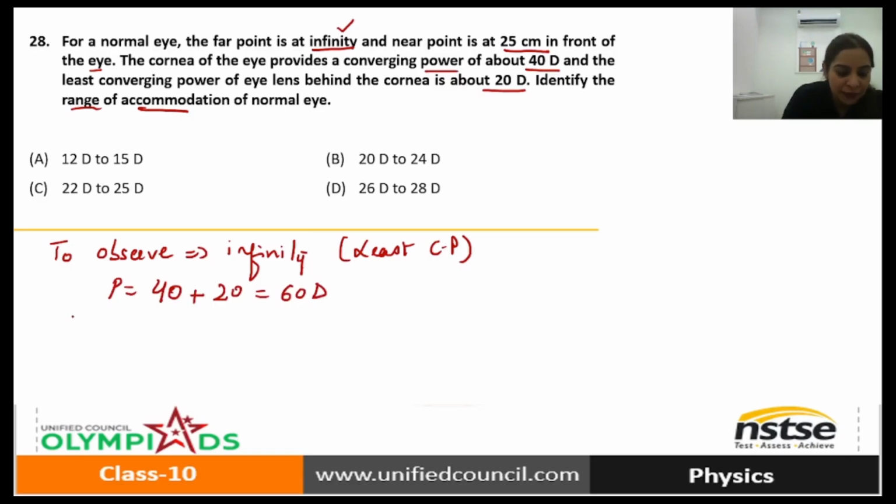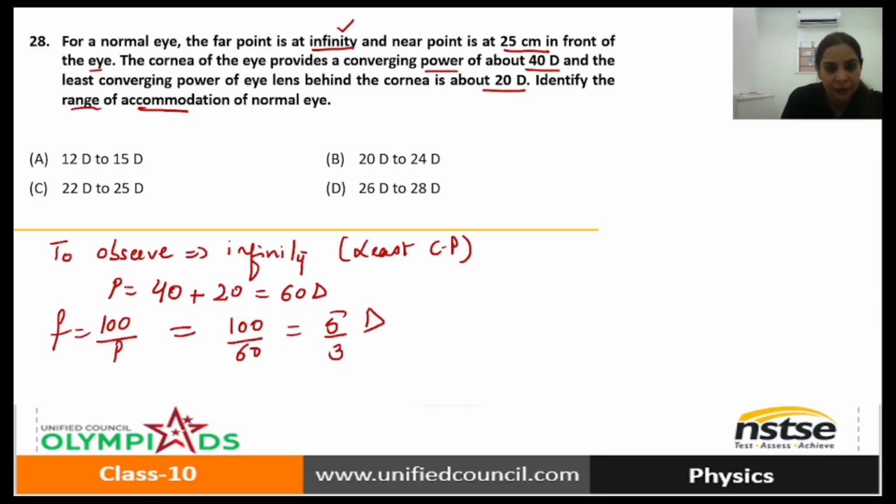So if you find the focal length using this power, it will be 100 by P, because we know that power is equal to 100 by f in centimeters. Putting in the values, it comes out to be 100 by 60, which is 5 by 3 centimeter. So basically it is the distance between the cornea, eye lens and the retina. This is that focal length.